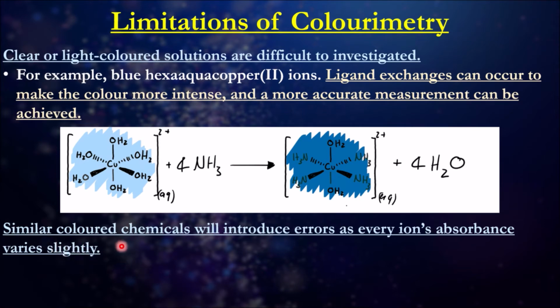And if we have similarly colored chemicals, that can also introduce errors, as every ion's absorbance does vary slightly. So if we have a very similar color type of chemical, you might assume that it could be one particular type of metal ion, but it's actually the other one, and that can obviously disturb what you were thinking of as your predictors.